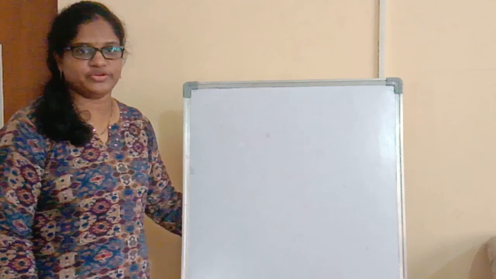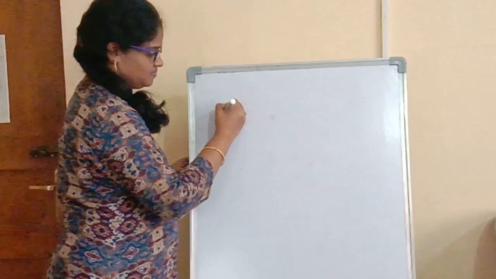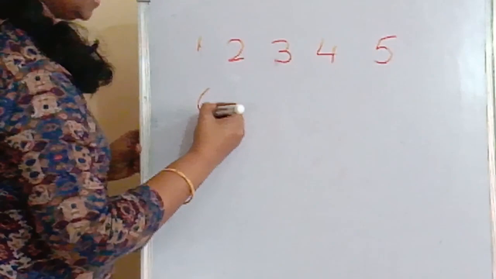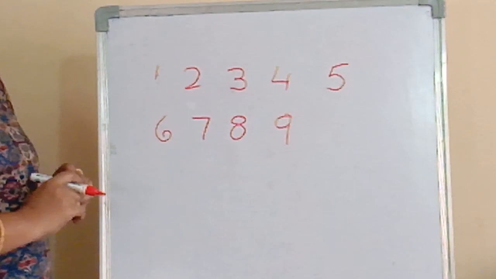Learn 4-digit numbers. First, we should know what is a single digit number. So 1, 2, 3, 4, 5, 6, 7, 8, 9. 1 to 9. These are the single digit numbers.